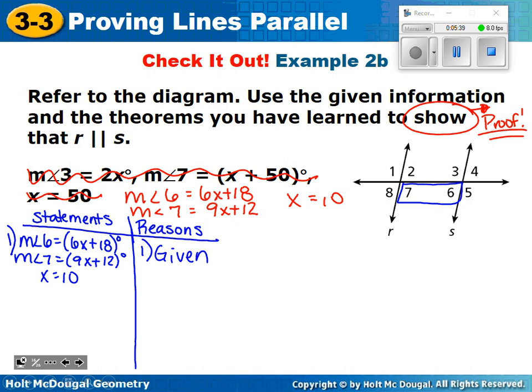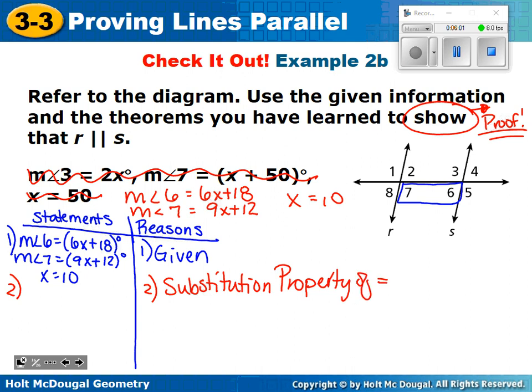We're not really plugging x in, we're plugging what in? 10 in. We're plugging 10 in for x. So what do we call that when we plug something in for x? Substitution. So this is the same second step, just like the proof we did last class period. We're going to do substitution property of equality. And then we're going to substitute that in.